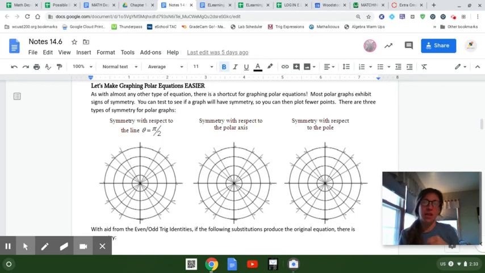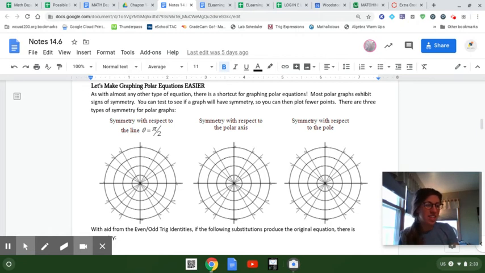The benefit of performing these symmetry tests is that if you know the type of symmetry a graph is going to have before you actually graph it, you can plug fewer points in. So your table is going to be a lot shorter. You don't have to do everything all the way around the unit circle, all those special angles. And so you can create a smaller table, you create your graph faster, and really you get to that final product a whole lot quicker.